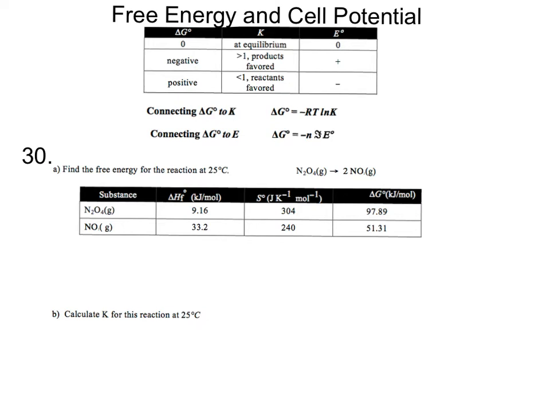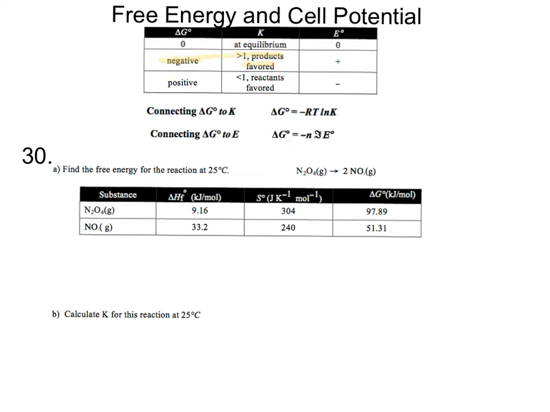The first one is connecting delta G to K. So this is something that you can probably figure out. It's pretty intuitive, but if delta G is negative, we know that the reaction is spontaneous or thermodynamically favored in the forward direction. That means K needs to be greater than 1, and products need to be favored for forward to be favored. All right? So if delta G is negative, K has to be greater than 1.